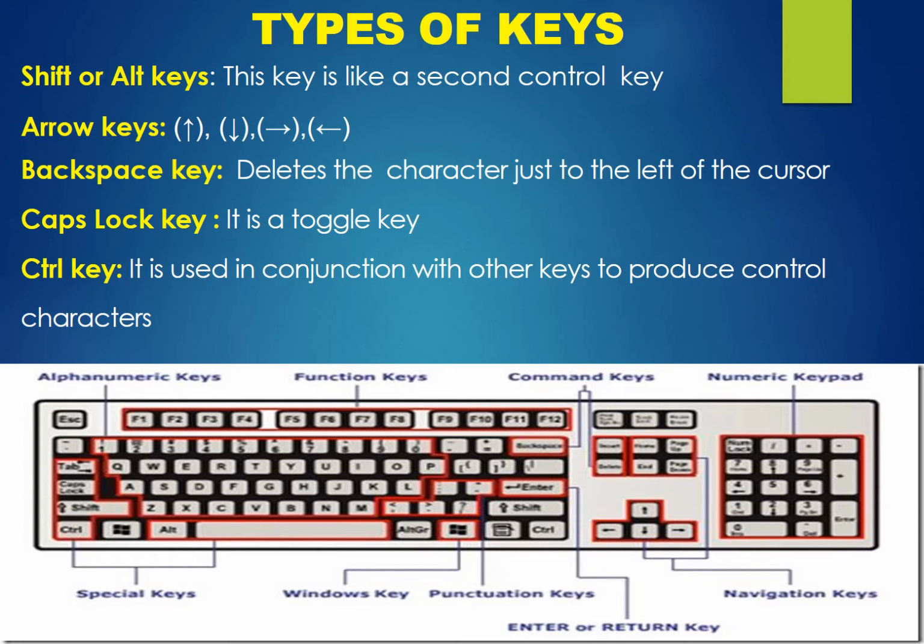Next one is arrow keys. There are 4 arrow keys to move the cursor up, down, right or left. Next one is the backspace key. This will delete the character just to the left of the cursor and move the cursor to that position. Next one is the caps lock key. It is a toggle key. If it is activated, it causes all alphabetic characters to be uppercase.